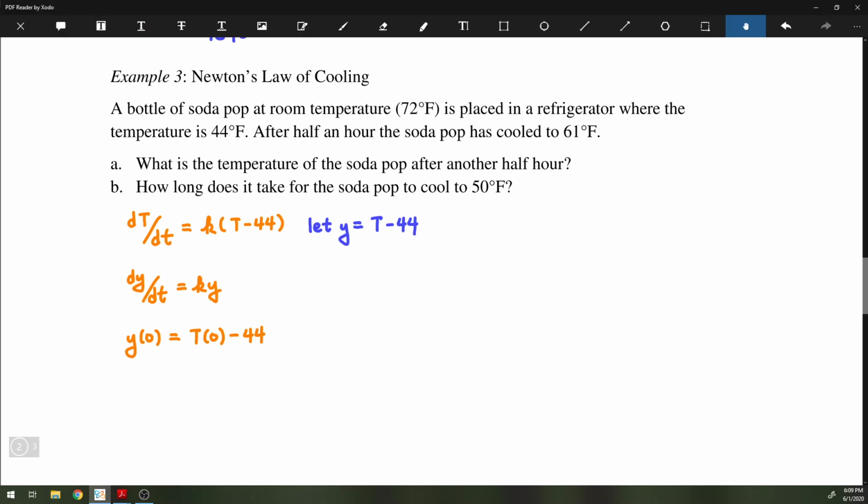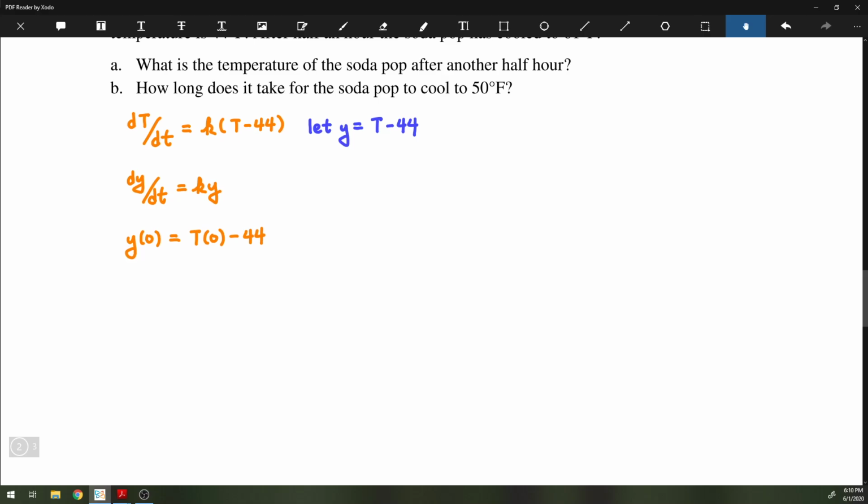So if we kept going here, y of 0 is going to be equal to the initial temperature, which is 72 degrees Fahrenheit, the room temperature of the soda pop, and then minus 44 degrees, which gives us 28. Okay, so y of 0 is equal to 28.